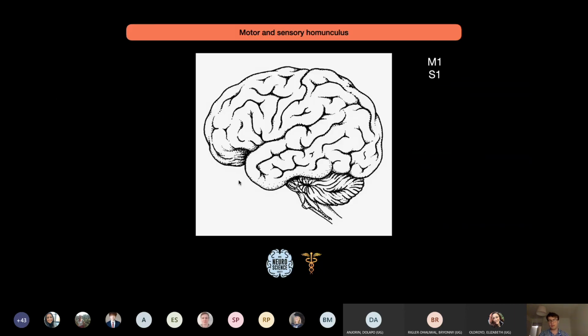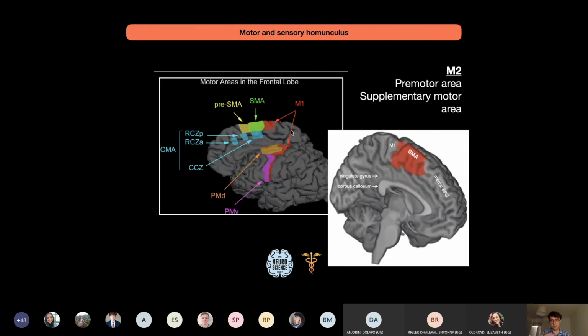So, sorry, we'll get to the homunculus now. So we have said that this is the central sulcus. And anterior to it is the primary motor cortex, and posterior to it is the primary somatosensory cortex. Now, neuroscientists don't like saying primary somatosensory cortex, so they call it S1, for sensory 1, because it's primary, and primary motor, M1. So there's M1 and there's S1, and if you want to, you can call it M1 and S1 because it's well-recognized nomenclature.